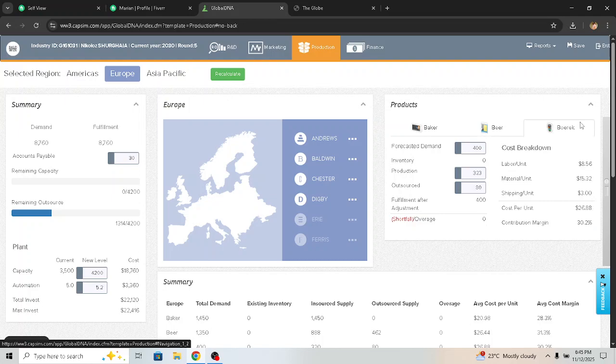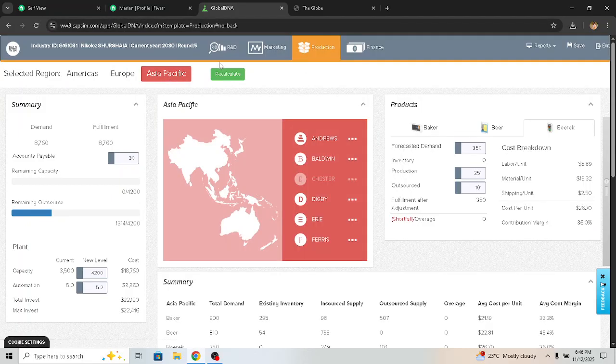We go to our final product, which is Borek in Europe. We forecasted 400. We had zero inventory, it was a new product, so we produced 323 and we outsourced 80 units. We have a contribution margin of 30.2, so our new product is actually making profits.